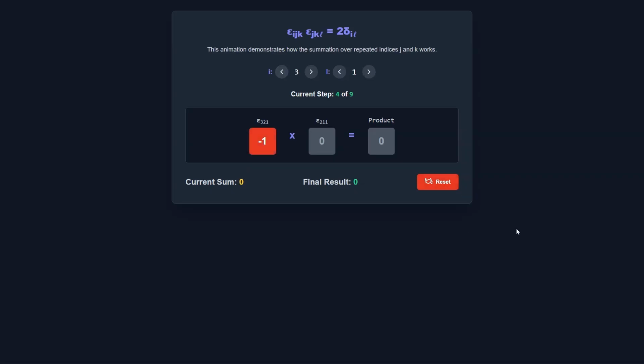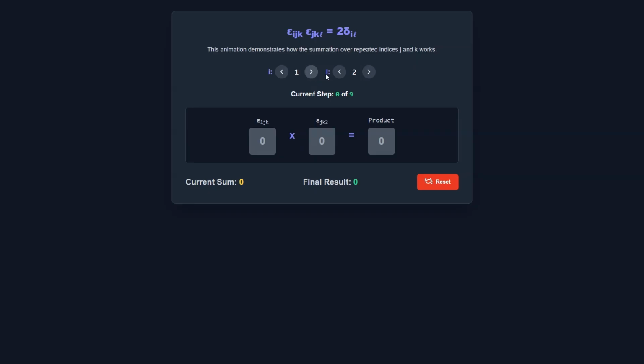Second, the method. So how do you actually do it? This is where that epsilon-delta relation really comes into play. It's the absolute key. You essentially use it as a substitution rule, swapping out that whole complicated product for a new identity that's built only with Kronecker deltas. You're trading a big headache for some really clean algebra.